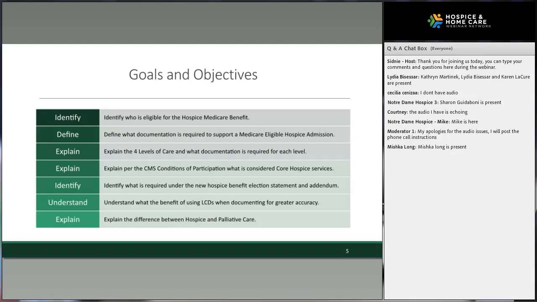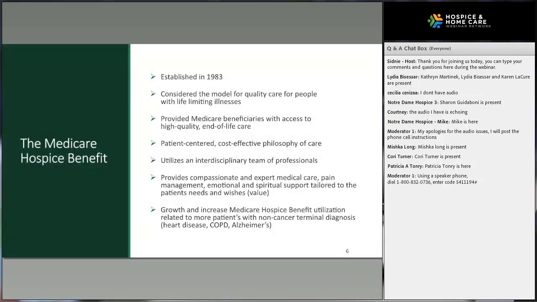We will be able to identify what is required under the new hospice benefit election statement and addendum. That went into effect October of 2020, so we're going to discuss that today so you have an understanding of it. We will also help you understand the benefit of using LCDs when documenting for greater accuracy. And of course, we're going to define the difference between hospice and palliative care, because I know many times when we have new staff, it is important to make sure that we help them with that differentiation.